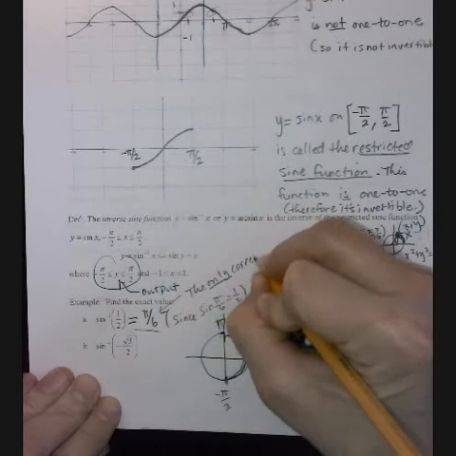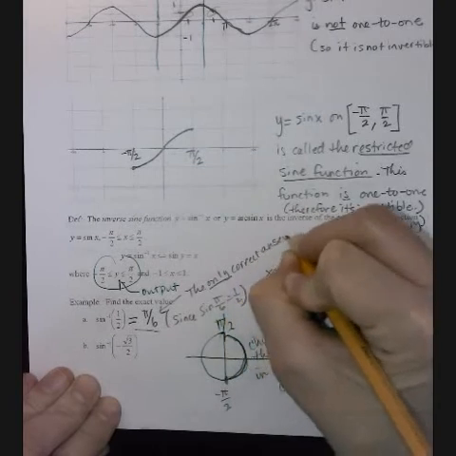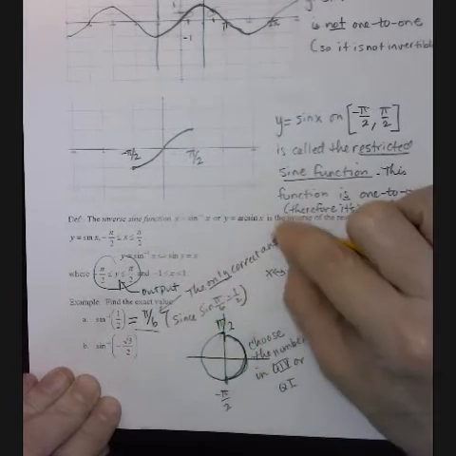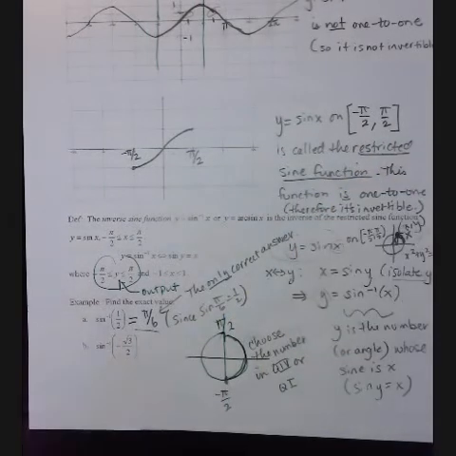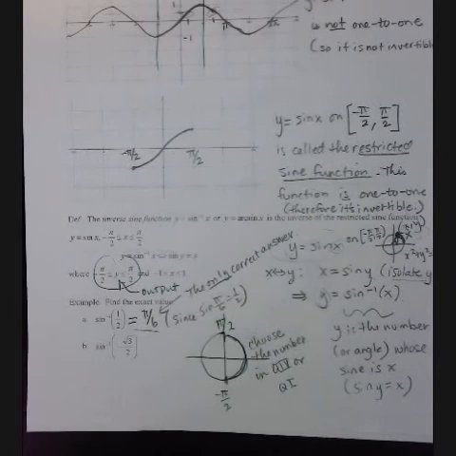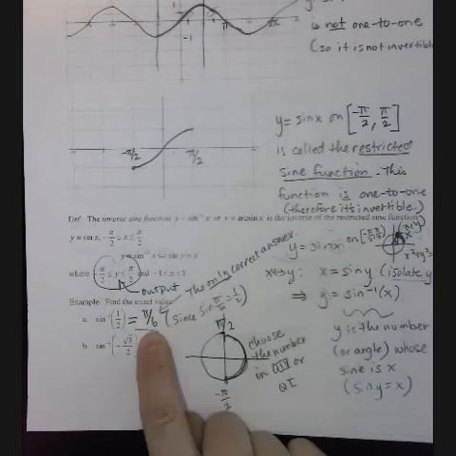And do not give, oops, I forgot my W. Do not give the angle measure in degrees. This has to be in radians, okay? I don't want to see 30 degrees here. All right, let's do B.